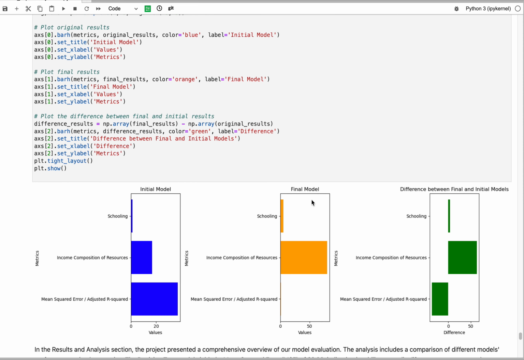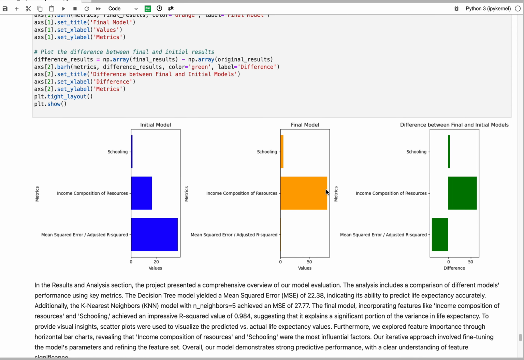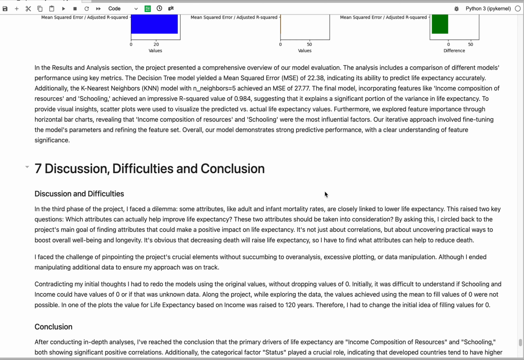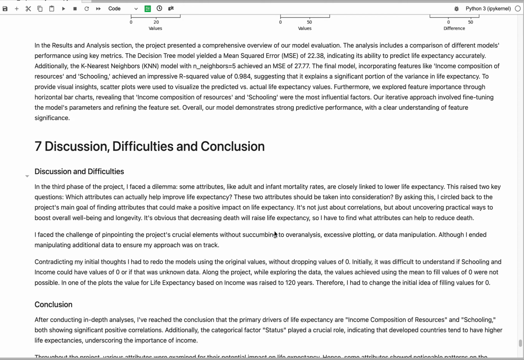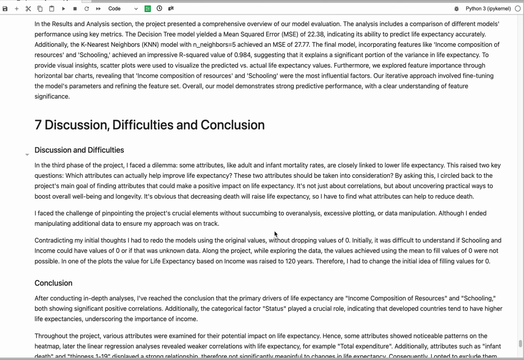Here's the initial model and the final model of multilinear regression compared, and the difference between them. You can see the increase of the income composition of resources. The difficulties that I faced in this project were basically how to manipulate the data and what attributes I'm seeing. I had to return the zero values that I had rounded to the mean and go back to the raw data, and it was also difficult to analyze all the numbers and values and figure out which one was correct and which one could be biased.